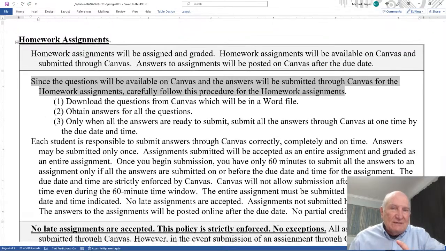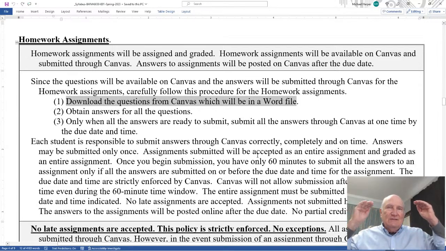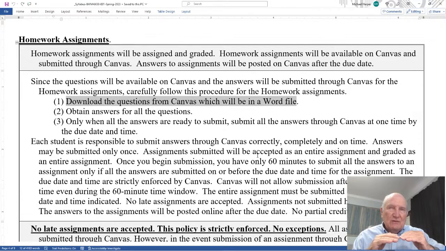And I want to emphasize this because here's where students make mistakes. 1. Download the questions from Canvas, which will be in a Word file. Let me stop right there. First, download the questions in Canvas, which is a Word file. Don't go to the submission link and open that without the questions.